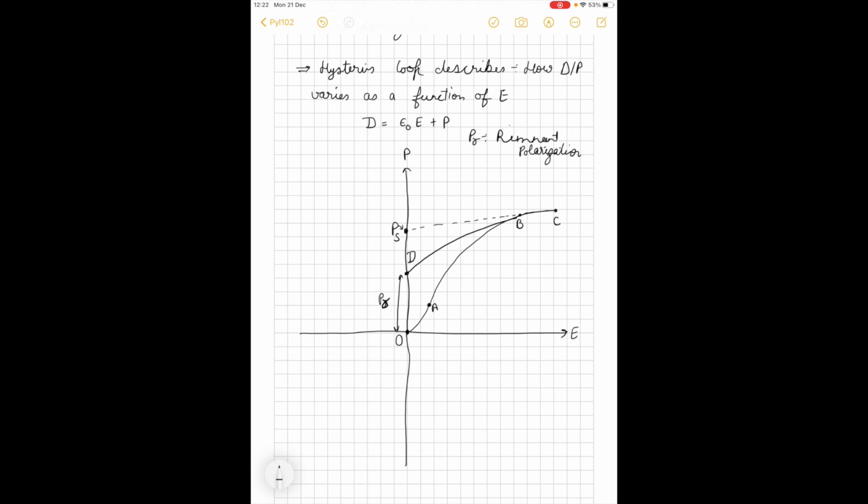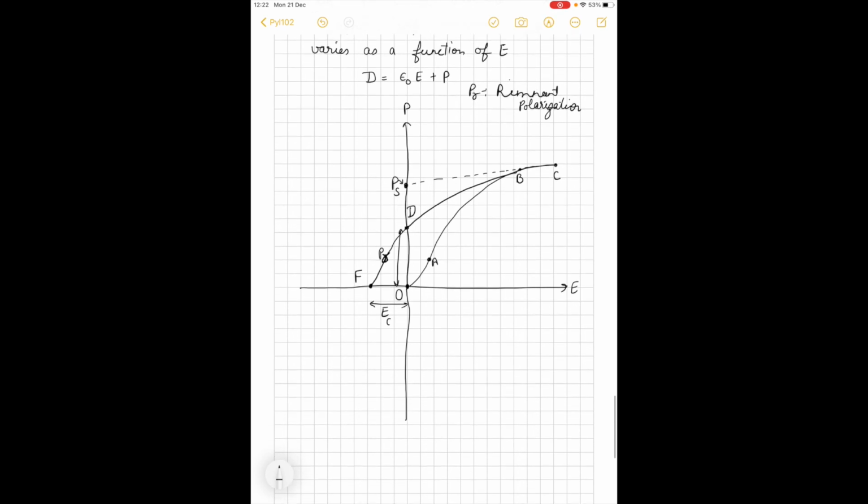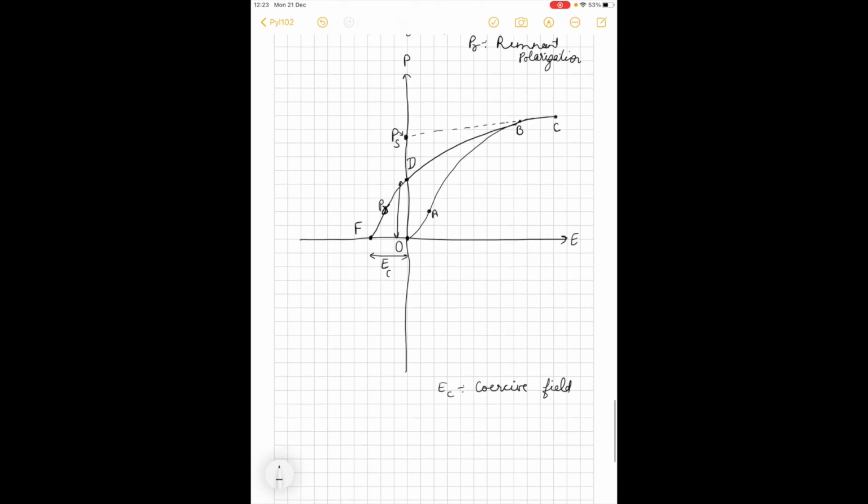So now, let's say we increase our electric field in the opposite direction. So we go something like this. We go from D to, let's say, F. F is a point where the polarization becomes zero. And as you see, we need a finite electric field in the opposite direction for that, and it is denoted as EC. Okay, the coercive field. Let me just write down: EC is called the coercive field, or the electric field in a reverse direction.